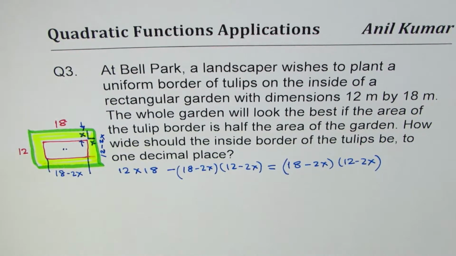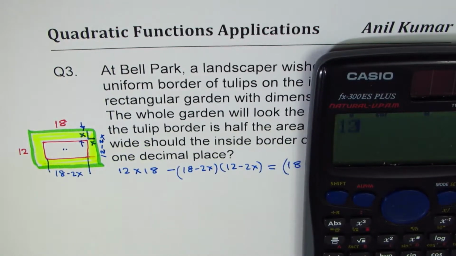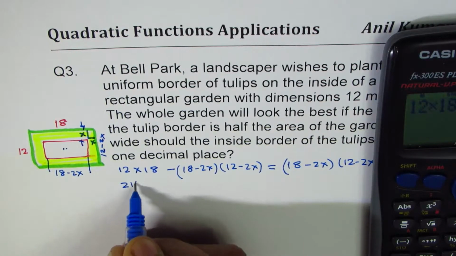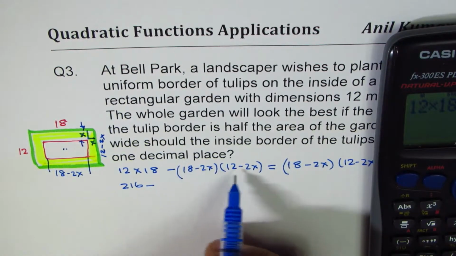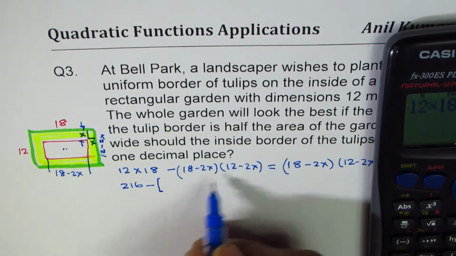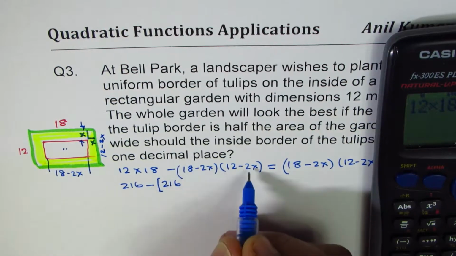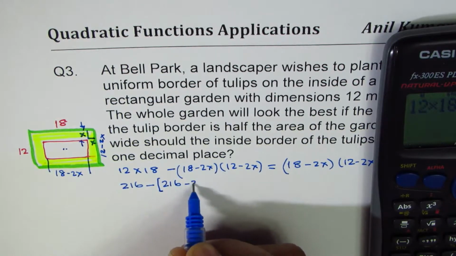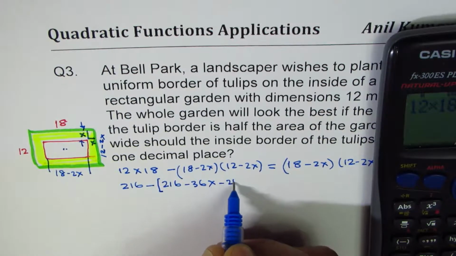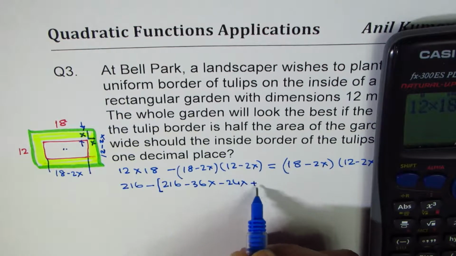Now we need to expand and simplify this and then solve for x. There's only one variable here, so let's do that part. So 12 times 18 is 216, so we get 216 minus, let me put in brackets, 12 times 18 is 216, 18 times 2 is 36, so minus 36x. Now I'll multiply by minus 2x, so we get minus 24x, and that gives me plus 4x squared.